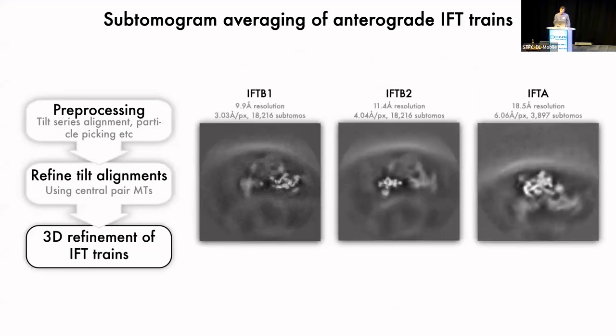And so in the end, I ended up with 3 new subtomogram averages. I masked 2 different regions in IFT-B to 10 and 11.5 angstrom resolution. And then the IFT-A complex went to 18.5 angstrom resolution, so it's a bit more flexible.